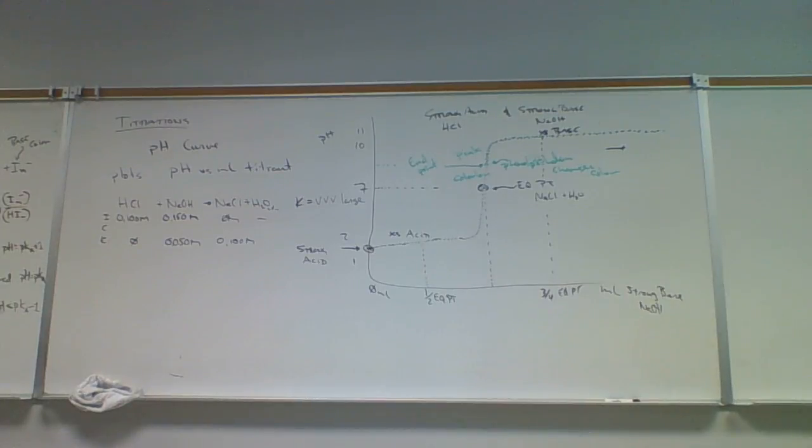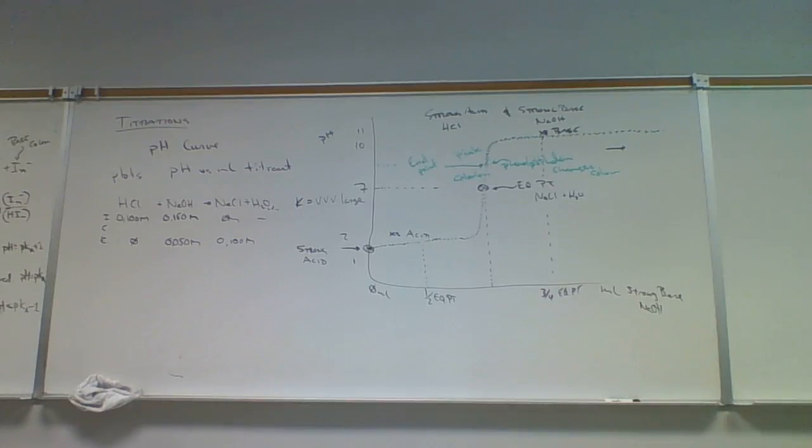This one here is the opposite. Basically, in this one, you're starting off with the base in the flask and titrating it with strong acid. And so it's just an inverted curve, essentially the same thing. We're going to have excess base initially, and then the equivalence point, and then excess acid as we're titrating it. You could titrate either way.